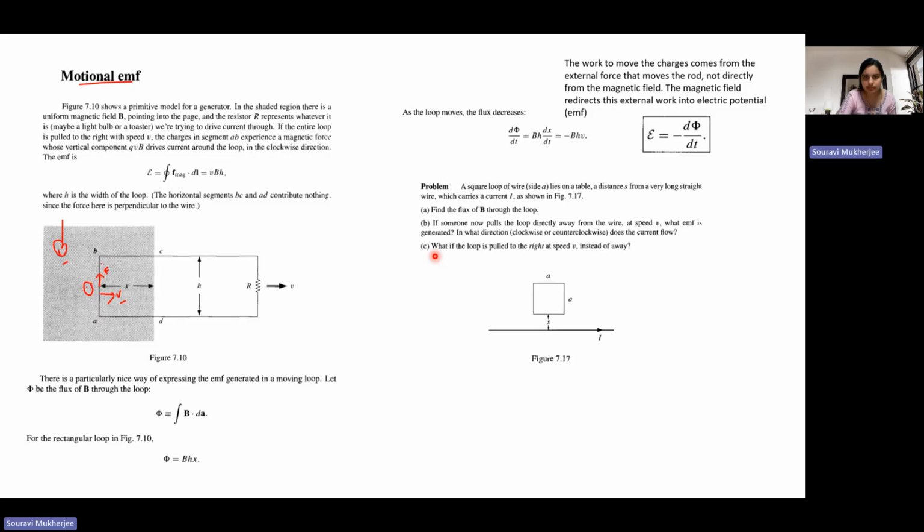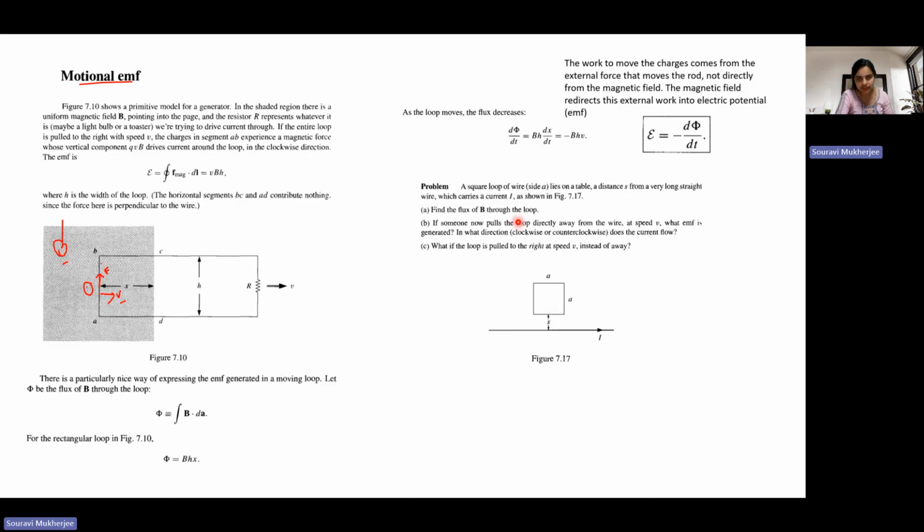Now based on this, we can try to solve this question. Here you can see a square loop of wire with side a, at a distance s from the wire. And then you have a current flowing along the wire given as I. It is asked, what is the flux of B through the loop?